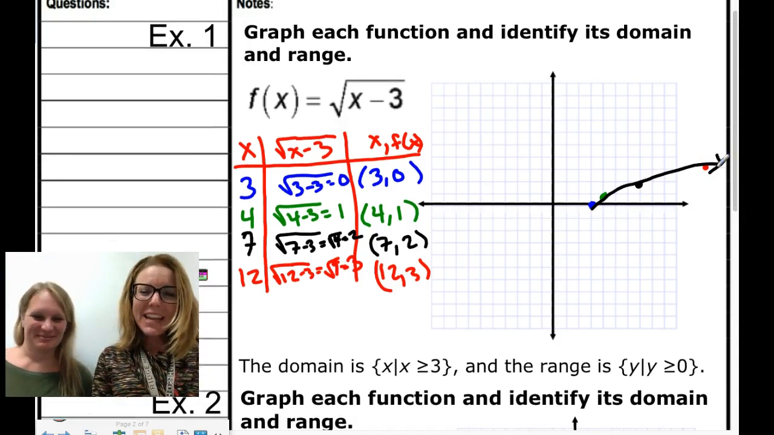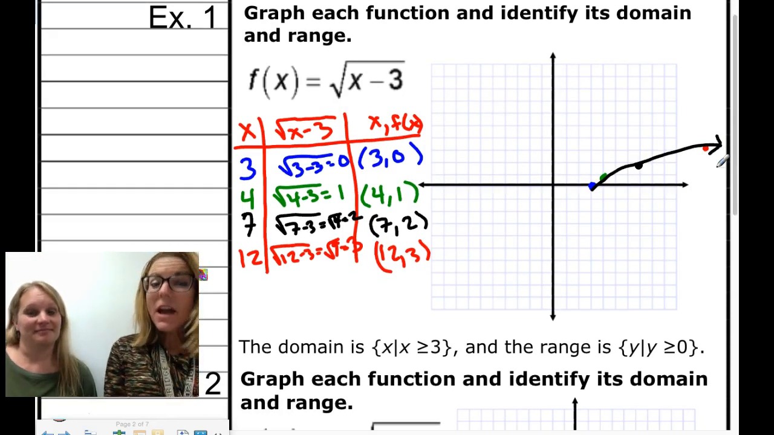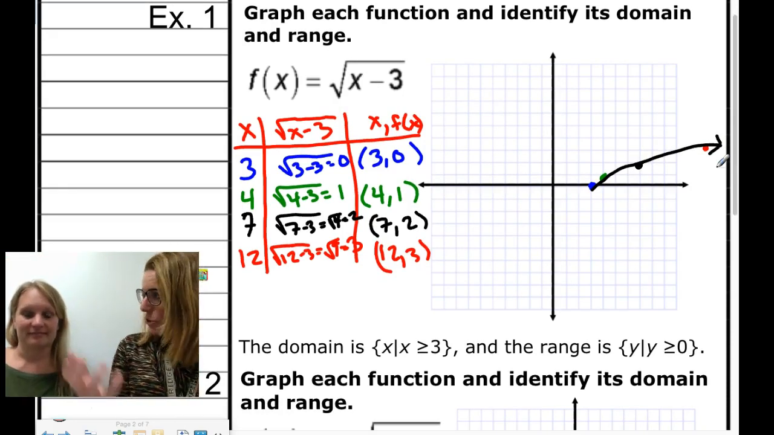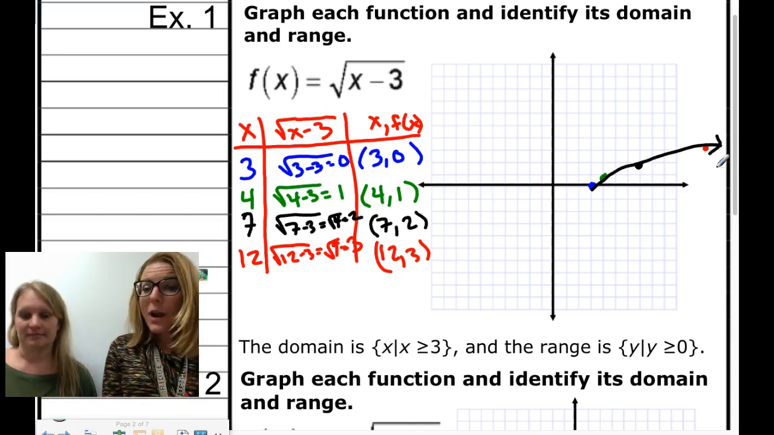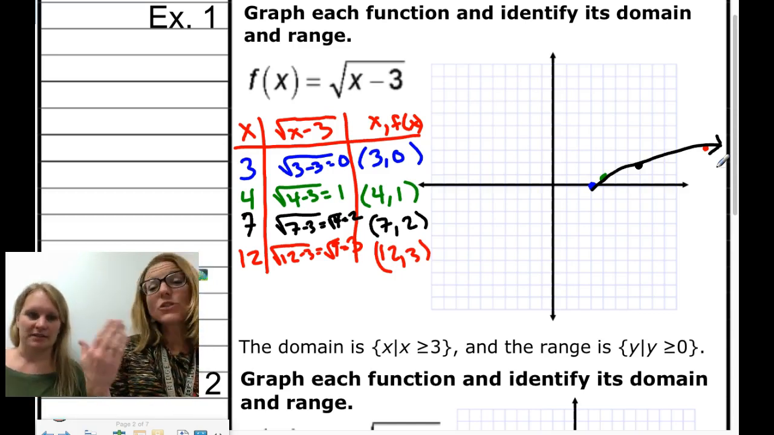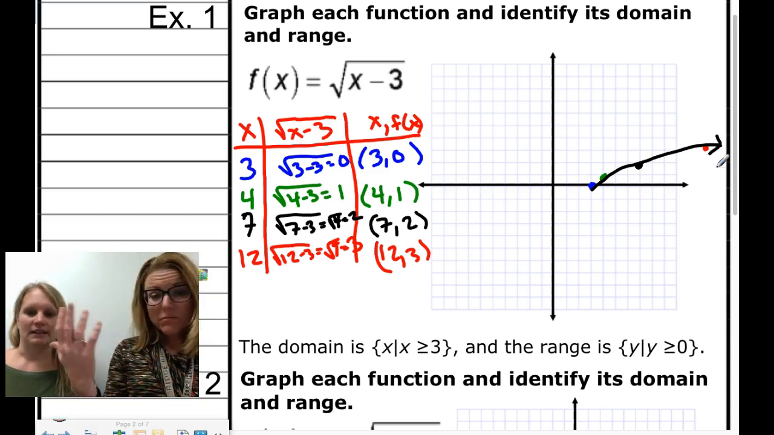So the domain obviously is all x such that x is greater than or equal to 3. And the range is all y such that y is greater than or equal to 0. Got it. That's domain and range.